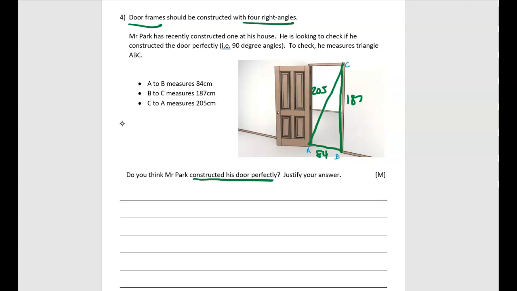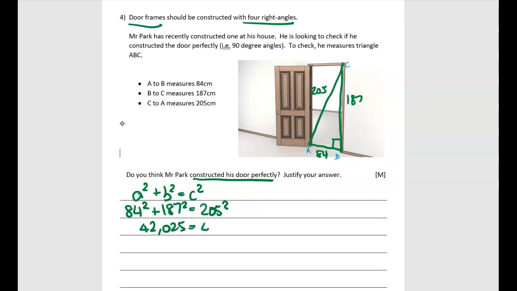If it is perfectly constructed, that means that bottom angle there has to be a right angle. And what we're going to do is use Pythagoras' theorem. If it is a right angle, 84 squared plus 187 squared should be equal to 205 squared. If the numbers are different, it's not a right angle. If they are the same, then Mr. Park has done it right, and it is a right angle. So let's start off with our formula. A squared plus B squared is equal to C squared. A is 84 squared plus 187 squared is equal to 205 squared. We put that into a calculator.